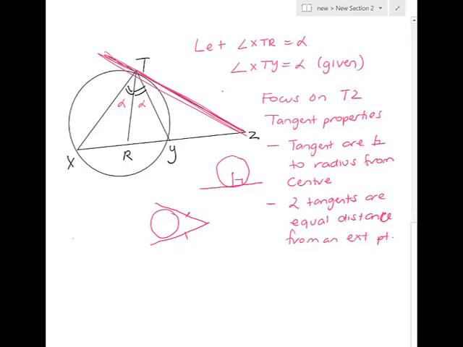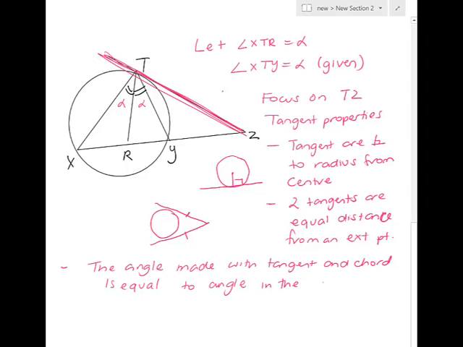A third property of tangents is that the angle made with the tangent and the chord is equal to the angle in the alternate segment. So: angle made with tangent and chord is equal to angle in the alternate segment.